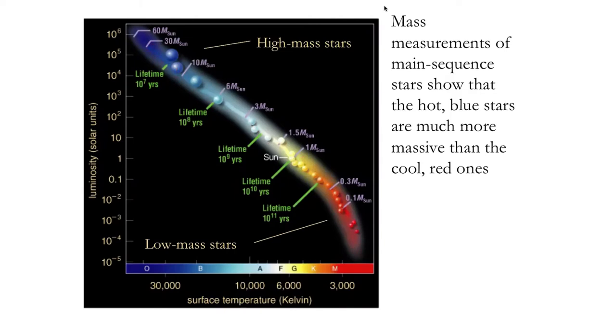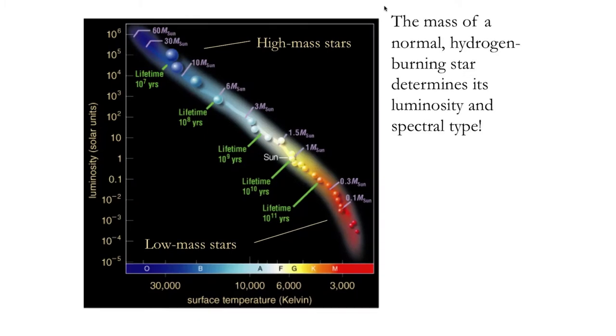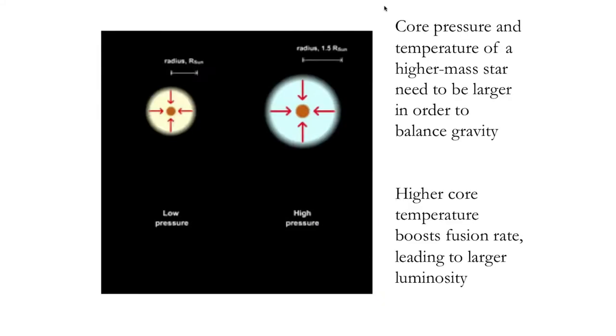And in fact, if you've got a main sequence star, you can determine what its mass is pretty much just based on where it appears on this main sequence HR diagram. So mass is the most fundamental parameter of stars, really, overall. The mass of a normal hydrogen burning star completely determines where it is on this diagram. The high mass stars being at the upper left, the low mass stars being at the lower right, luminosity and spectral type determined completely for main sequence stars by the mass of that object.